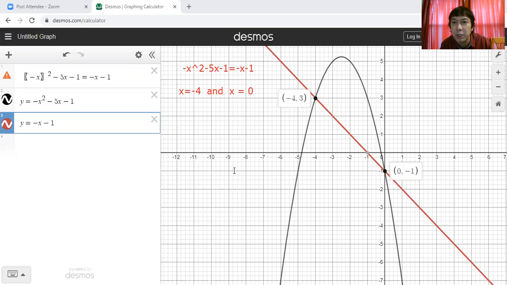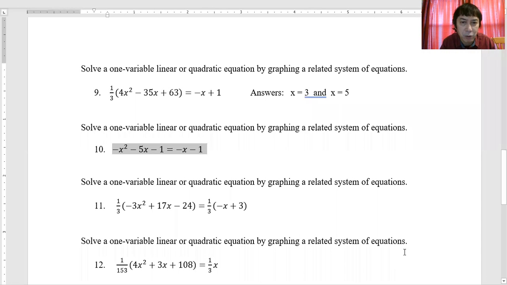Okay, so if you see the intersection points, it's expressed in coordinates x and y. You will only pick the x values. So -4 and 0 are the answers for this number. And so we're going back to our screen. All right, let's go back there. -4 and 0. That goes to our number 10.